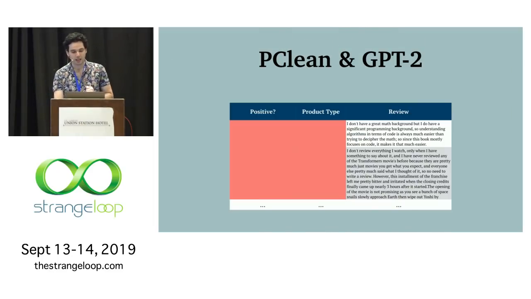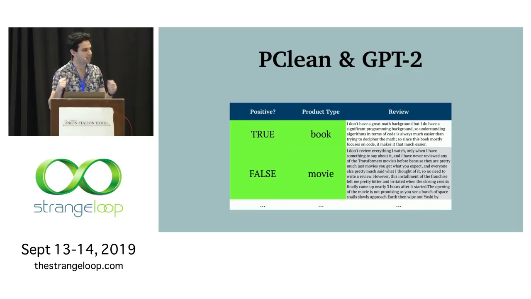Once we've done that, once we've encoded our assumptions about how the review text depends on the other columns, Pclean can figure out that this was a positive review about a book or a negative review about a movie. And we didn't have to do any additional training. We didn't have to train a neural net with a bunch of labeled examples. All we had to do was specify the task by writing up this prompt and writing up this script.